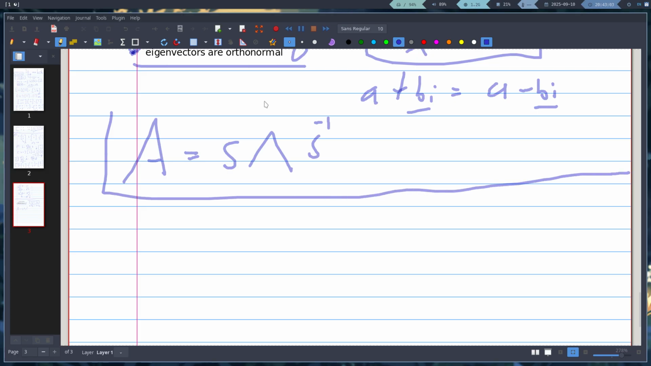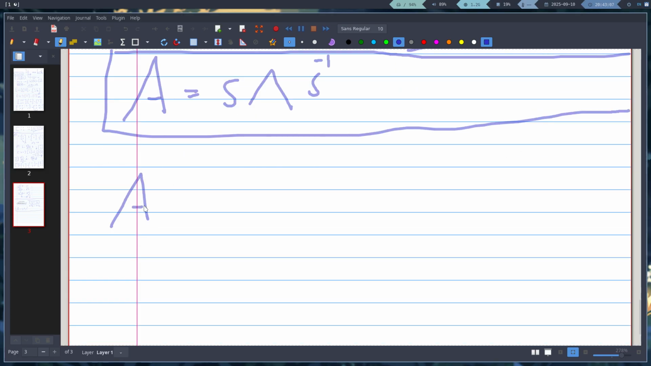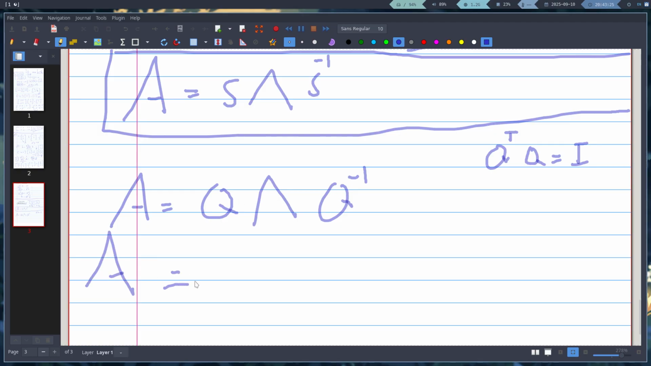But now that you've seen Gram-Schmidt, if you can make an orthonormal basis, you can get A equals Q lambda Q inverse. And you know that Q inverse then is just Q transpose, because Q transpose Q is I. And so the inverse of Q is simply Q transpose. So this factorization becomes Q lambda Q transpose.